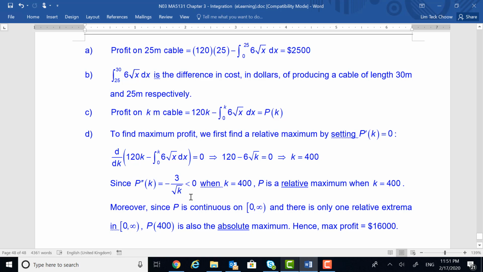So let's check it. If you differentiate the profit expression a second time, you get this, and this is always negative, which means when k is 400, P attains a relative maximum. Now, to find the maximum profit, you simply put this 400 into the expression for profit. The expression for profit is here. And then you get the maximum profit to be 16,000.